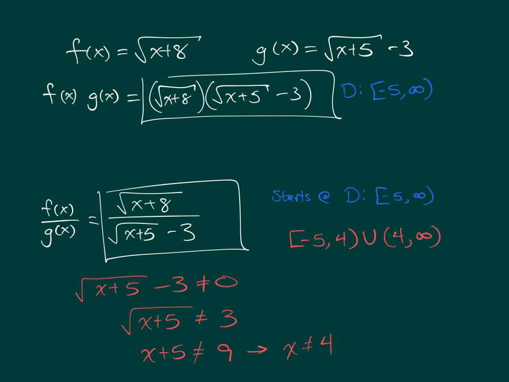So this is how we bring these two ideas together. Numbers that are greater than or equal to -5, as long as that number is not 4. And we have to take this 4 out, because if you put 4 in for x, you get 4 plus 5 is 9. The square root of 9 is 3. 3 minus 3 gives you divide by 0, and we cannot have that. So this is the new domain for our new function.